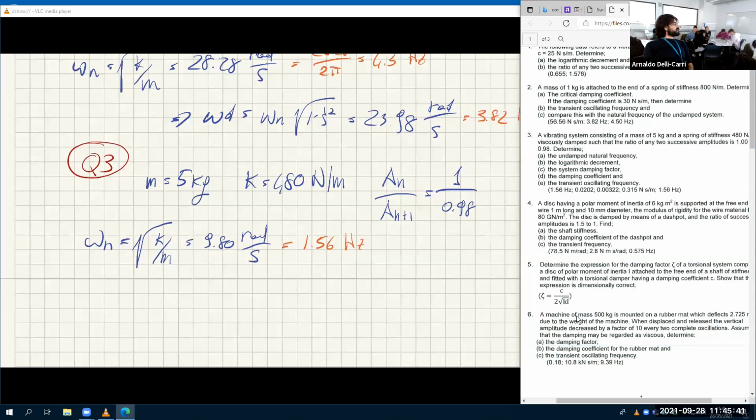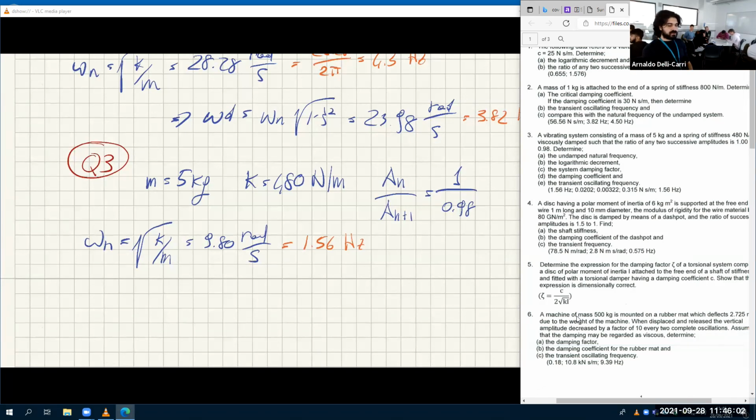Do I need the critical damping coefficient? I don't think so. Look at what we have already. So damping, we are looking at the logarithmic decrement. That has to do with damping. And the only information we have on damping is the ratio of two successive amplitudes.